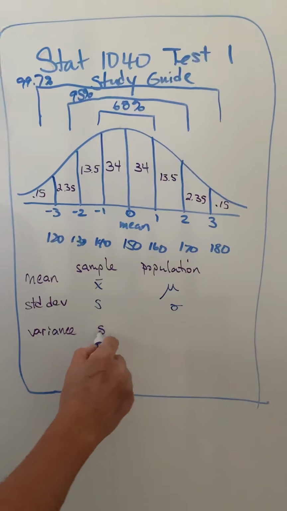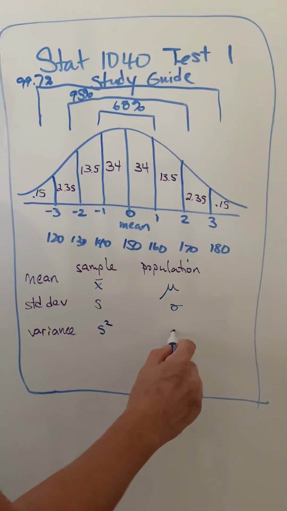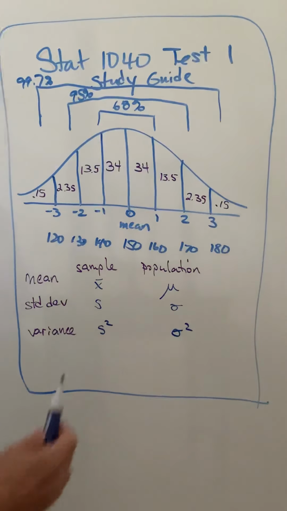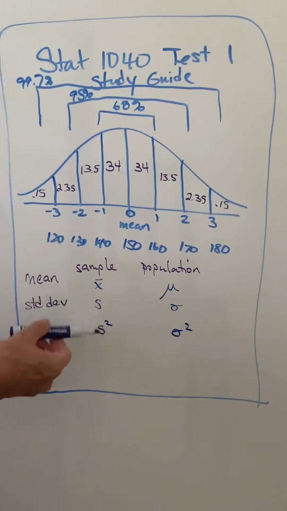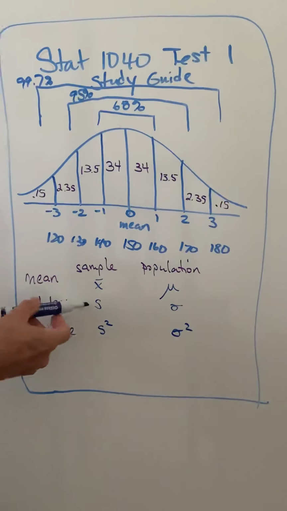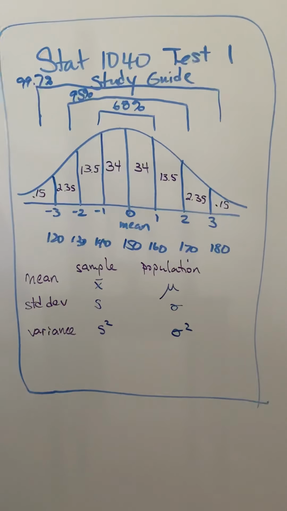Even though you can see all of these in your formula sheet, it's nice to have it in a picture like this, because then it's easy to see the relationship between a standard deviation and a variance. Standard deviation, if I square it, I'll get my variance. If I have the variance and take the square root, I'll get my standard deviation.